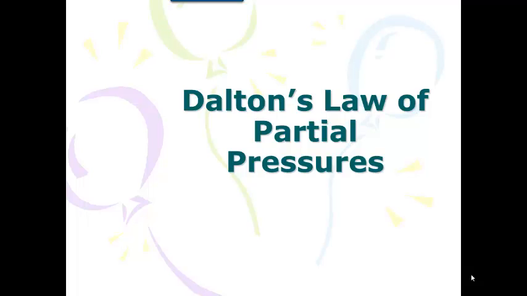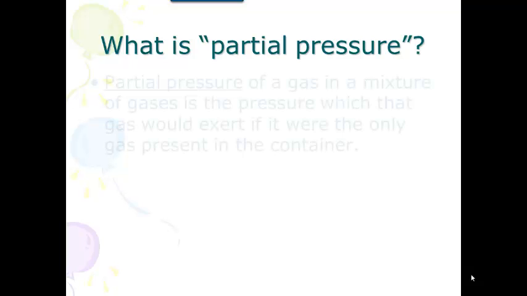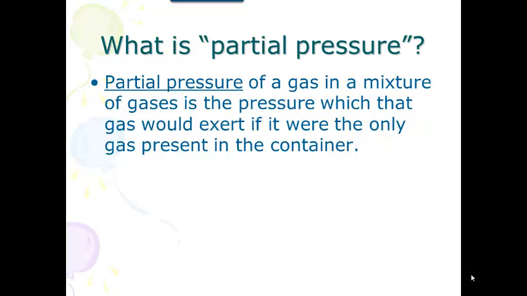In this lesson, we're going to learn about Dalton's law of partial pressures. We need to start off defining what a partial pressure is. It turns out that when gas is inside a container, it's always moving around and bumping into the walls of the container. That's what causes the pressure. Partial pressure is the pressure of one gas that's in a mixture of gases. Gases behave in a mixture the same way they would behave if they were in a container by themselves.